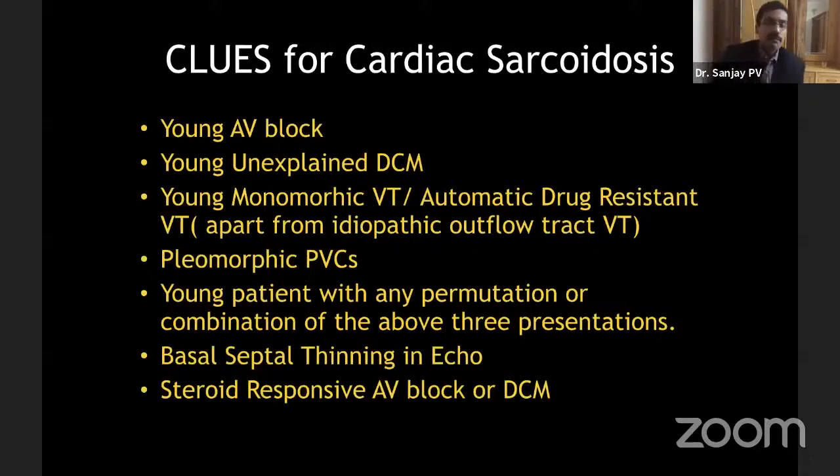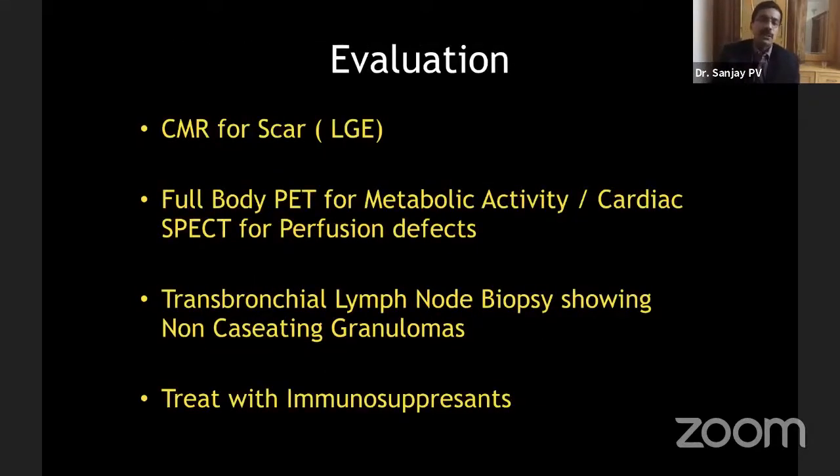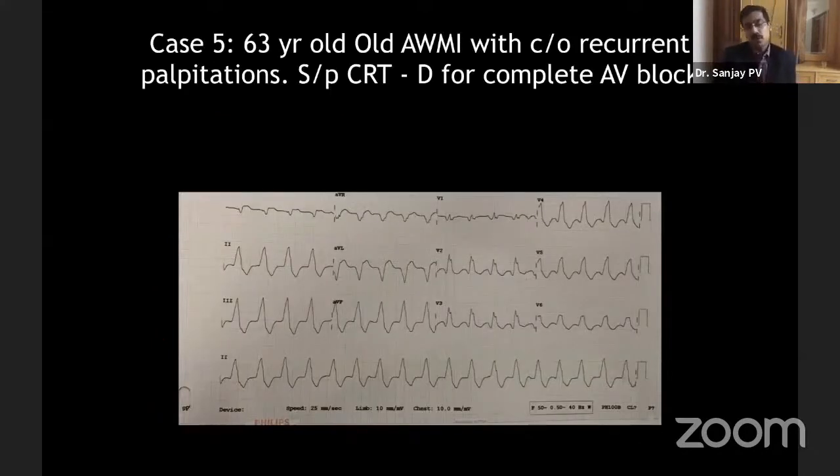So you should have a very high index of suspicion. Evaluation for sarcoid: look for a scar, LGE, particularly septal scarring; full body PET for metabolic activity; cardiac SPECT for perfusion defects; and transbronchial lymph node biopsy, because you need histological confirmation also. If any area shows activity, particularly the mediastinal or supraclavicular lymph nodes, you can get a biopsy, and your diagnosis is confirmed, and then you treat them with immunosuppressants. Our previous patient is doing well with immunosuppressants. She actually requires at least dual chamber pacing, or left bundle pacing with a defibrillator device, but because of a lack of finances, we couldn't go ahead with that.